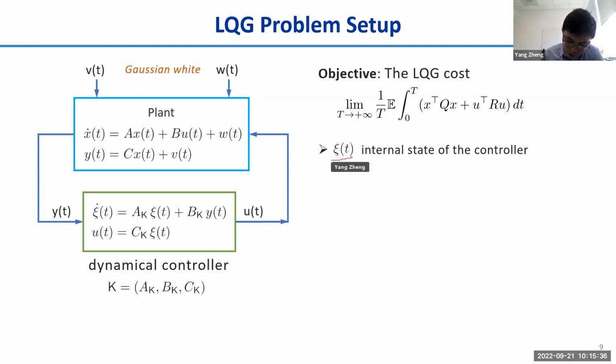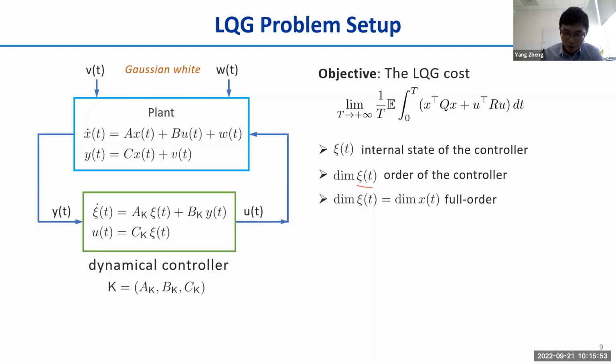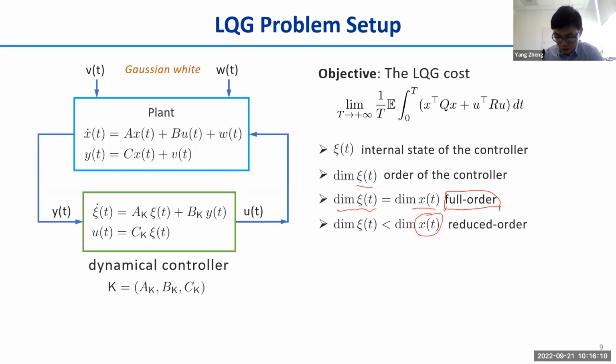You can consider it to be the internal state of the controller. You can consider it to be the state estimation of X of t. And the dimension of this internal state is called the order of the controller. If the dimension of the internal state is the same as the dimension of the system state, we say the controller is full order. And sometimes you can also consider reduced-order control design. Maybe the dimension of this is too large, so you may consider reduced-order control design. But the optimal controller will be full order. People know this.